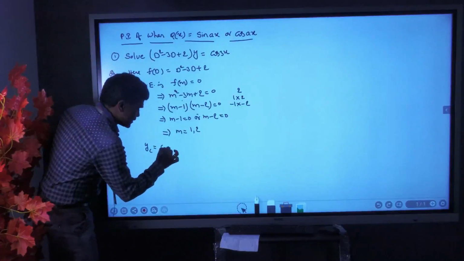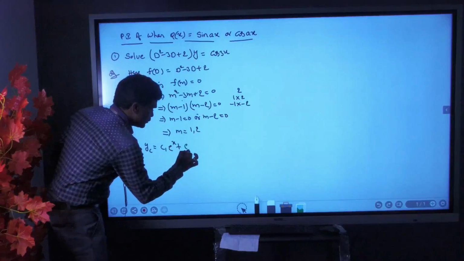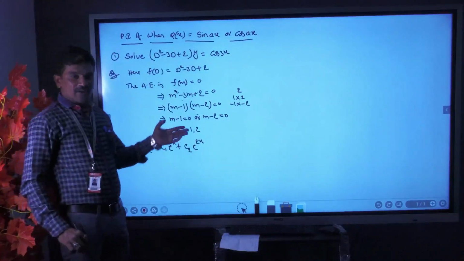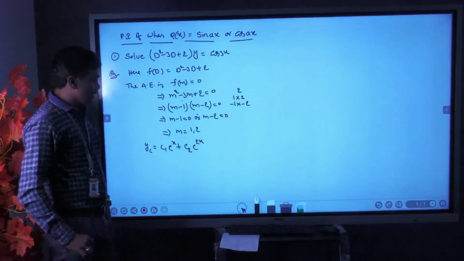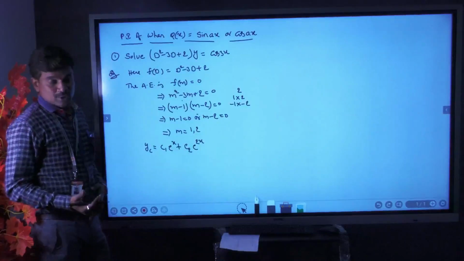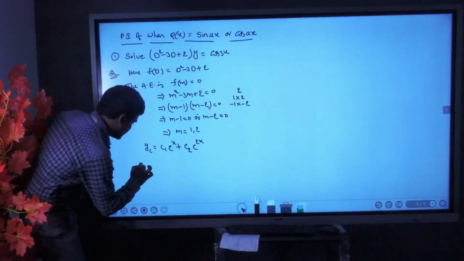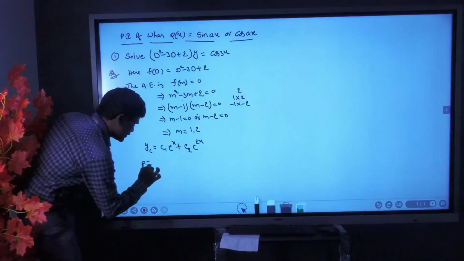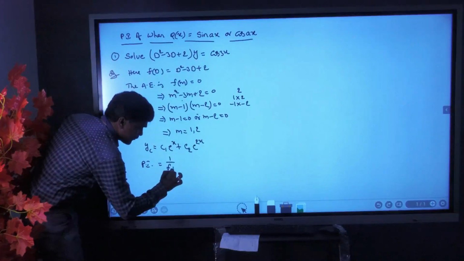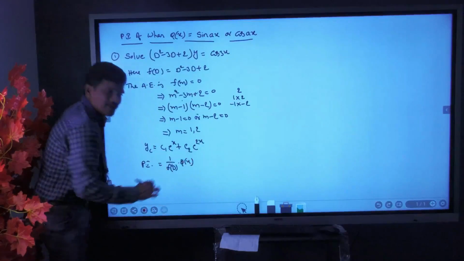Now here write c1 e power x plus c2 e power 2x. This is the complementary function for distinct roots, right? Now next we have to find a particular integral. So what is a particular integral? The particular integral, that is yp, can be written as 1 by f of d into q of x. This is the particular integral.